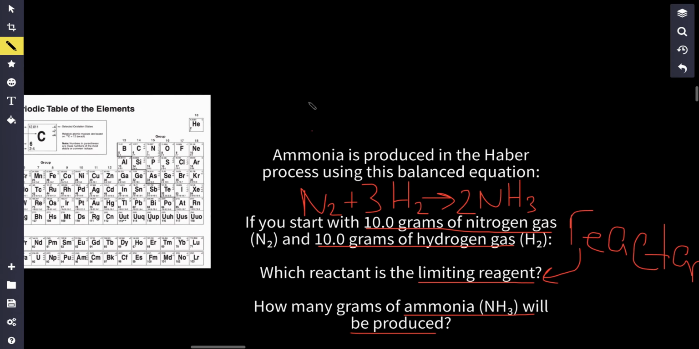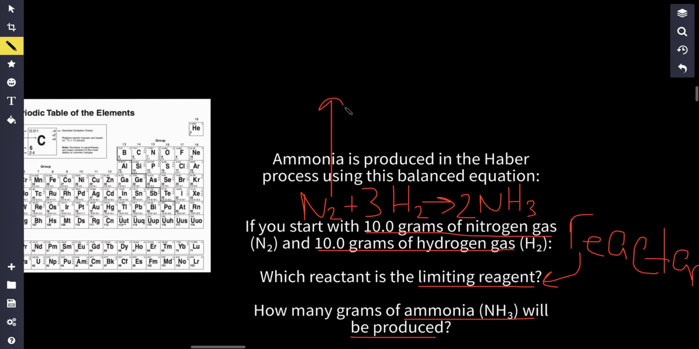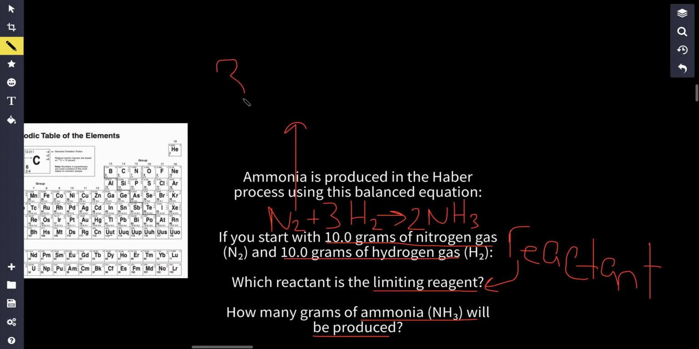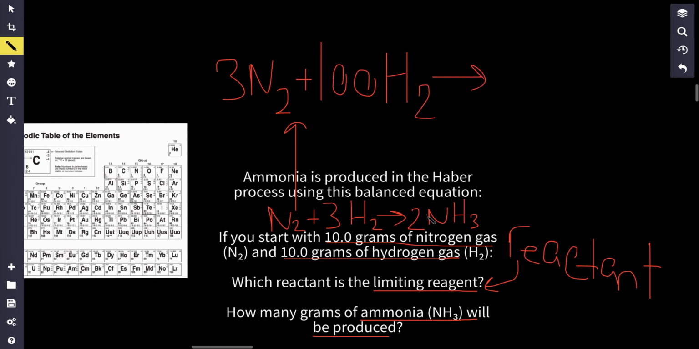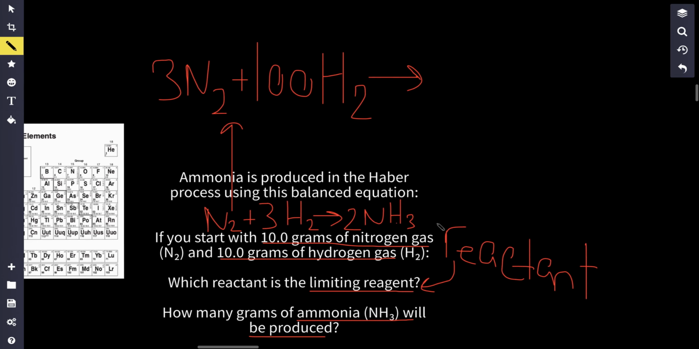So for example, let's say we have a reaction where I have 3 moles of N2, and I react that with 100 moles of H2. How much NH3 is this going to produce? Well, it turns out that this will actually produce 6 moles of NH3.